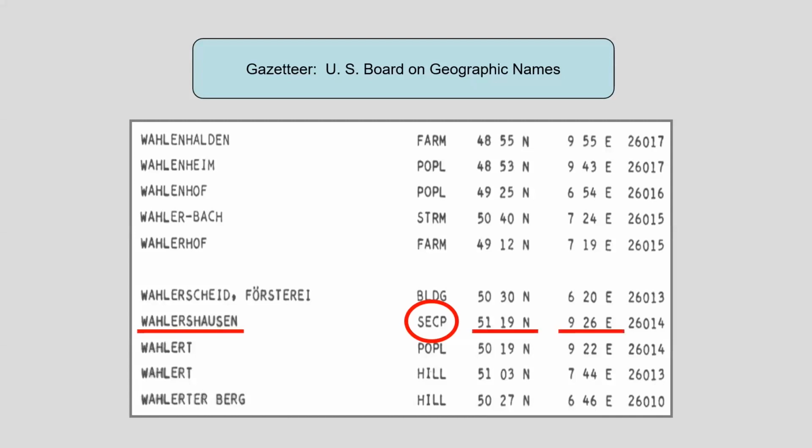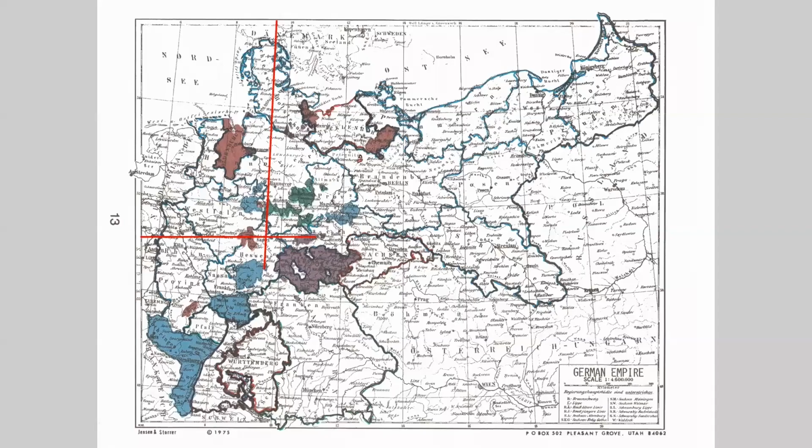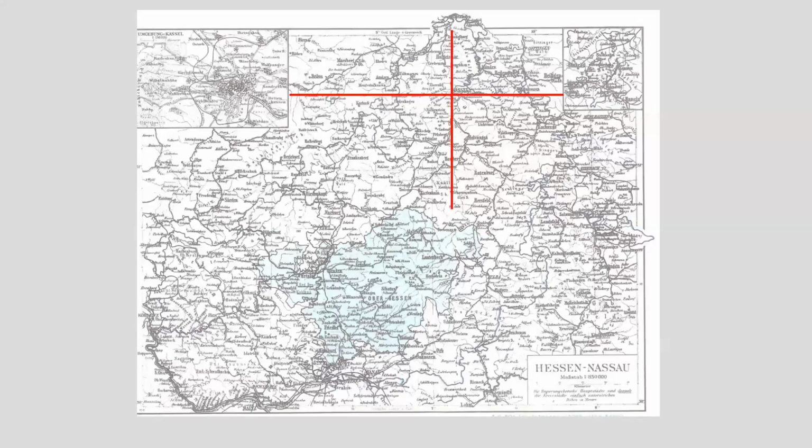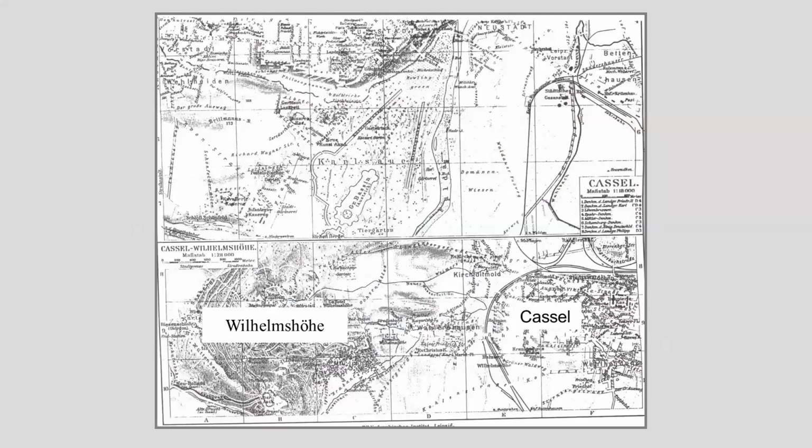Locating the latitude and longitude on the map of the German Empire of 1871, the lines cross in the Prussian province of Hesse-Nassau. Locating the latitude and longitude on the general map of Hesse-Nassau pinpoints the place near the city of Kassel. Using the city map of Kassel found in the Meyers Gazetteer, on the bottom of the map it shows the city of Wilhelmshöhe on the left, the western part of the city Kassel on the right. In between is what became the Kassel suburb of Wallershausen.